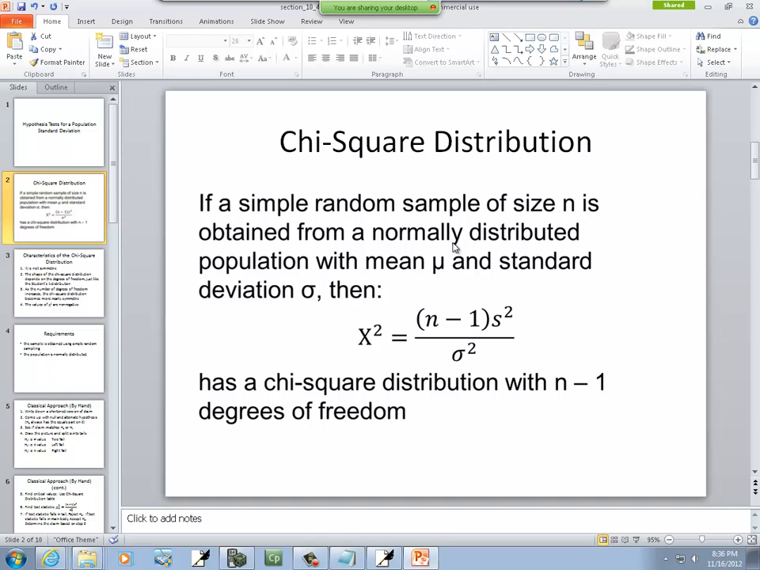If a simple random sample of size n is obtained from a normally distributed population with mean mu and standard deviation sigma, then chi-square, that's what that symbol is. That's not x squared, it's chi-square. It's just notation, it doesn't mean the second power. It is equal to n minus 1 times s squared, where s is our sample standard deviation and n is the number in our sample, divided by sigma squared, our population standard deviation, and has a chi-square distribution with n minus 1 degrees of freedom.